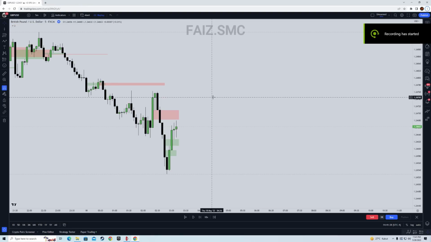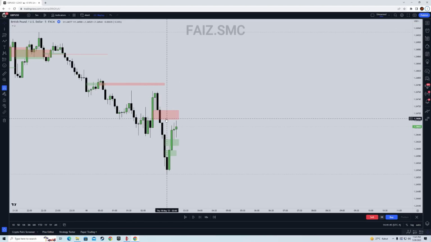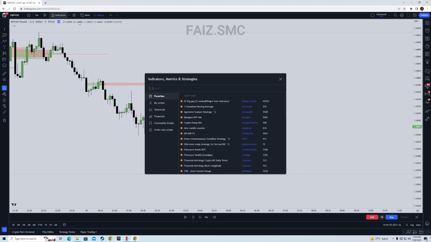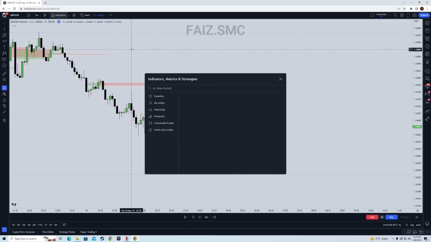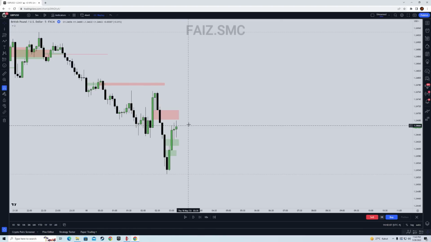All right, guys. So here is example number 1. Before we move, I want to give you guys the indicators that are going to identify the BPR and the first fair value gap of the silver bullet session. Okay, so you go to the indicators tab, you type in ICT silver bullet, right? And you want to choose this by MALK1903. What it's going to do is annotate the first fair value gap that is formed during the ICT silver bullet session.